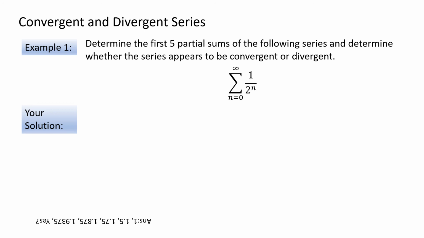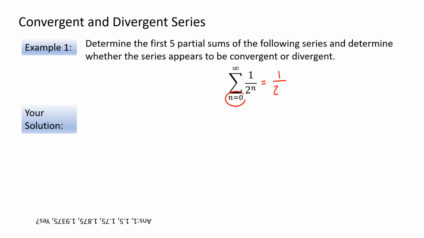So I've showed you an example of a divergent and a convergent series. We're going to look at one more, okay? Determine the first 5 partial sums of the following series and determine whether the series appears to be convergent or divergent. So our series is the sum as n equals 0 to infinity of 1 over 2 to the exponent n.